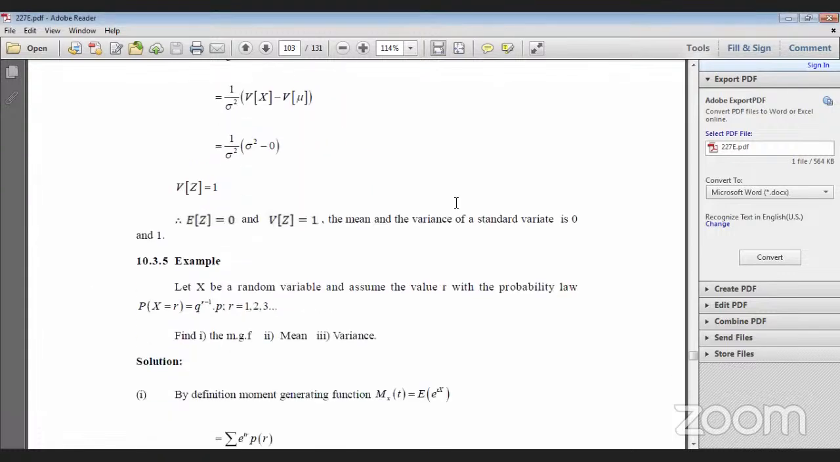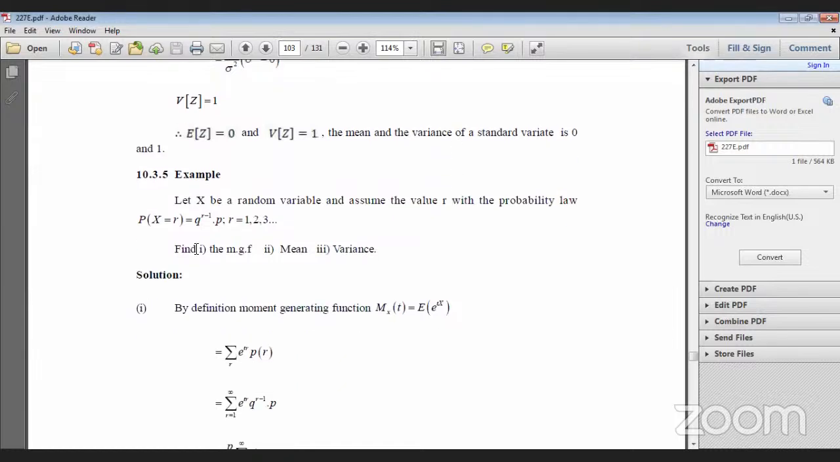Example. Let x be a random variable. We assume the probability law of x is q r to the power of r minus 1 times p, for r equal to 1 to 3. Find the marginal MGF and mean.